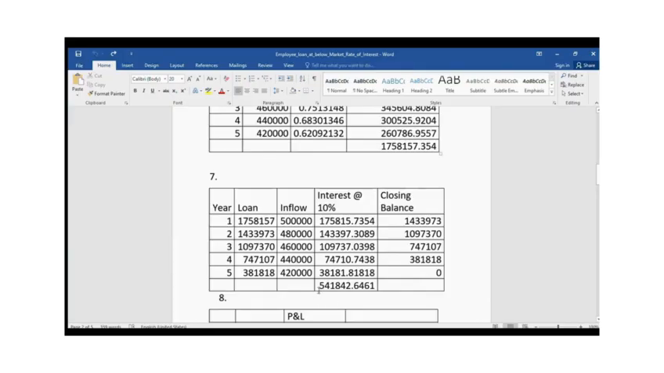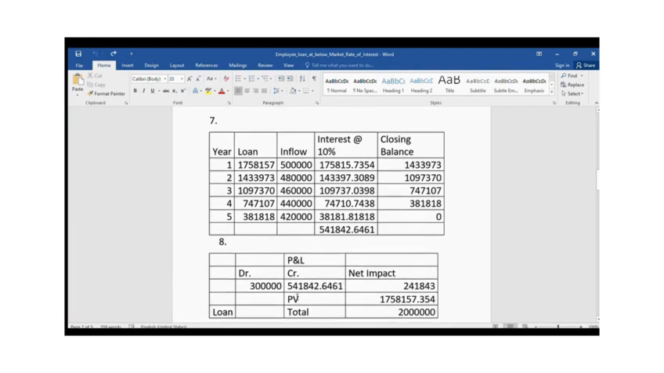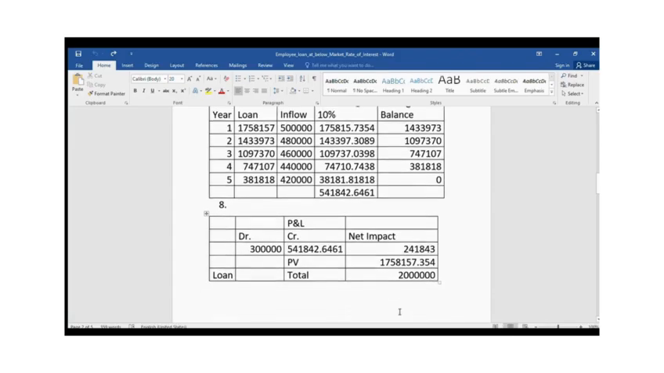So the total interest at 10% would be 541,842. In the P&L, the credit of the interest at 10% would be 541,842 and the debit of the interest would be 3 lakhs. So in the P&L, 241,843 would be charged. So this 241,843 plus the present value of the loan 1758157 gives the total amount of the loan, 20 lakhs.